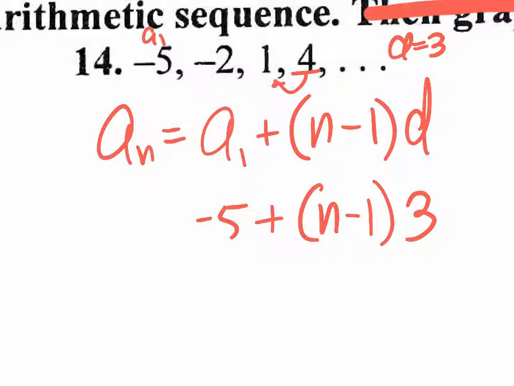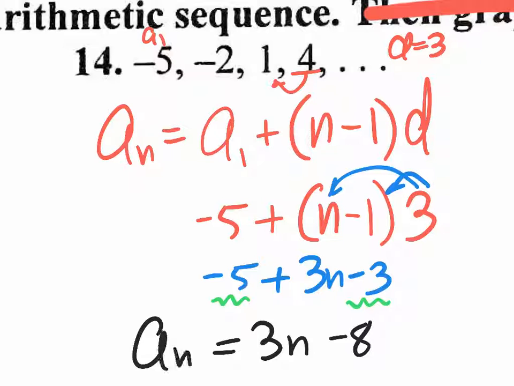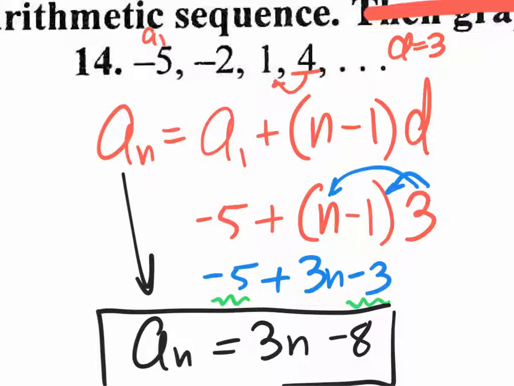And now let's simplify. Let's distribute the 3. We're going to get 3n minus 3 with the minus 5. Combine like terms, the minus 5 with the minus 3. That's negative 8. But bring down the 3n in the front. So we have 3n minus 8. That's the function. The name of this function is a sub n. Just bring it down. This is what we're looking for on the final.